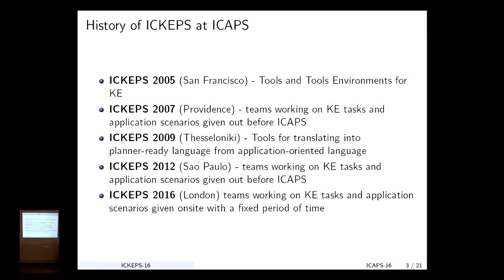So we have five runs of the, this is the fifth run of ICAPS now. The first one was in 2005, and in fact that was the most open one, so that invited tools and tools environments to enter. And at that stage we had tools environments which did all kinds of static analysis and debugging and automated construction of domain models, etc.